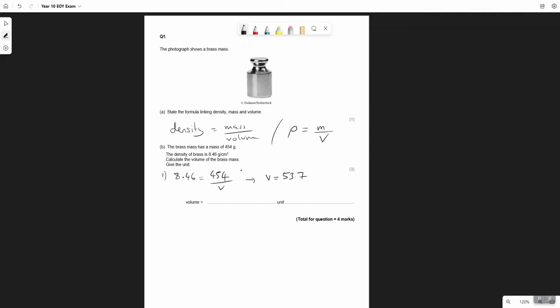53.7. What's the unit? Well, because we're in grams per centimeter cubed, we are going to get an answer in cubic centimeters. You don't need to convert to cubic meters because it's been given to you in cubic centimeters. It's perfectly fine, but 53.7 cubic centimeters. Okay, there were no marks for your significant figures on this one.